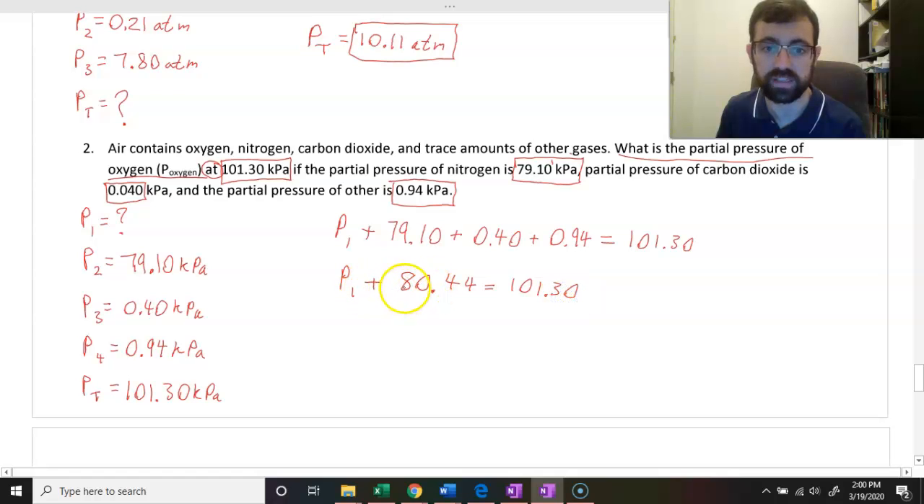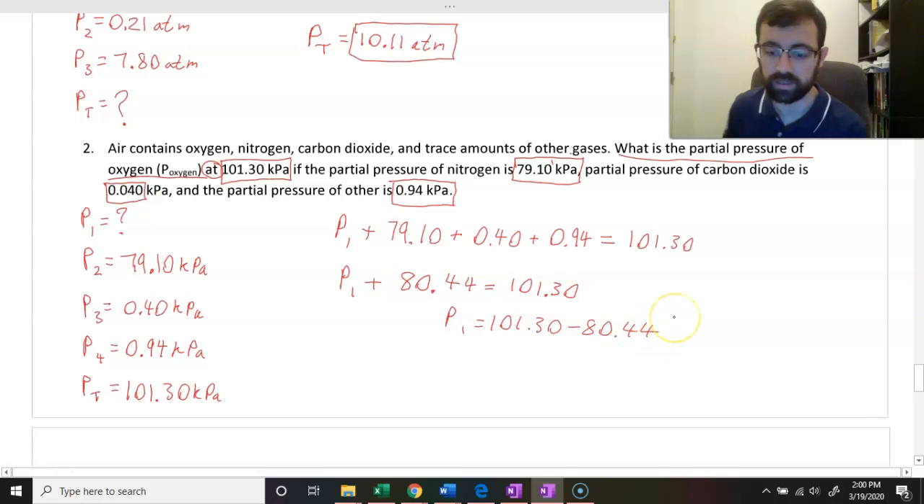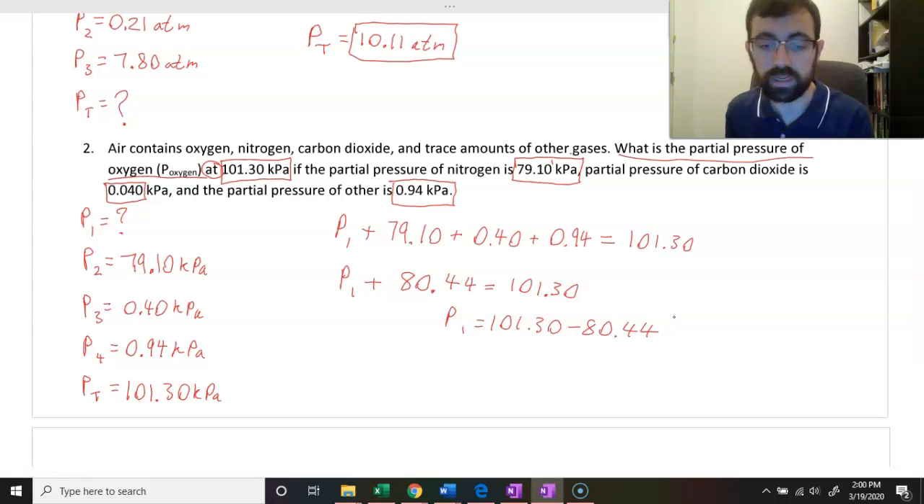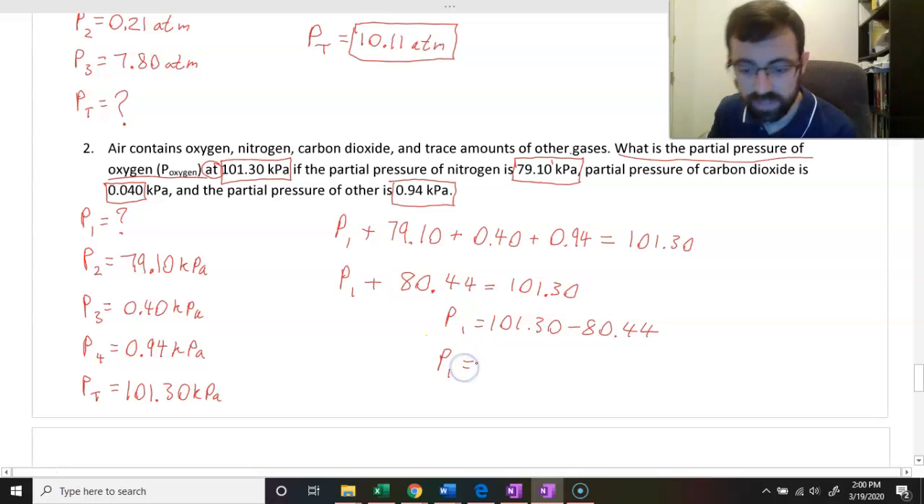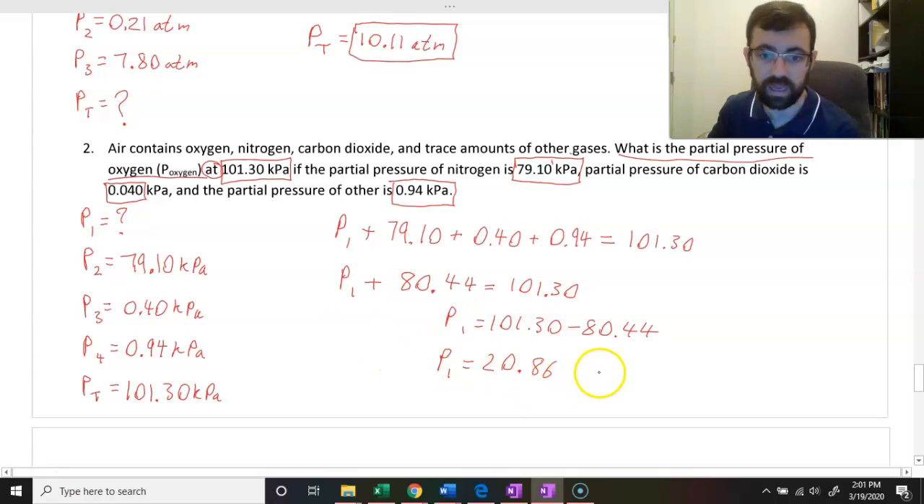Right now I have P1 plus 80.44. I want P1 by itself, so I'm going to subtract 80.44 on both sides. So P1 equals 101.30 minus 80.44. Let's do that in the calculator real quick. 101.30 minus 80.44. You get 20.86 as your final answer. P1 equals 20.86. Let's check our units. It's kPa.